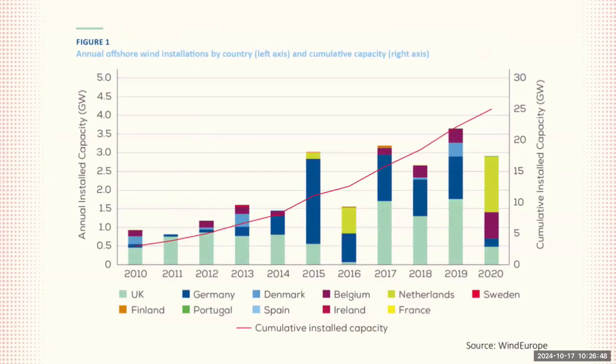All right, with that, let us talk about some key statistics for wind turbines. So this chart illustrates the annual offshore wind installations by various countries, shown on the left axis, and the cumulative installed capacity, which is shown on the right axis, from 2010 to 2020.